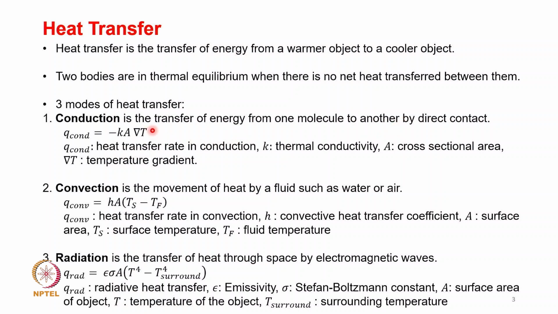The heat conduction equation tells us that heat transfer is directly proportional to the temperature gradient. Q conduction is equal to minus K A delta T, where delta T here is the temperature gradient, K is the thermal conductivity, Q is the heat transfer rate in conduction, and of course A is the cross-sectional area.